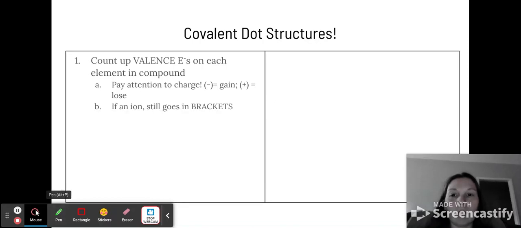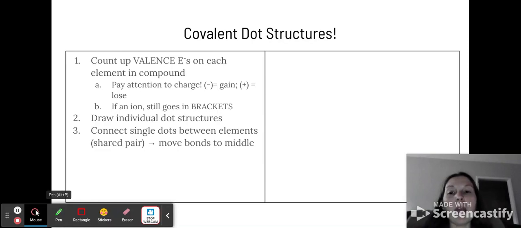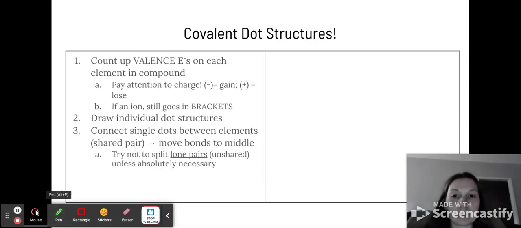If it's in an ion, it does still go in brackets, just like we learned with ionic compounds. And you'll draw the individual dot structures first for each element. You connect single dots between elements to make a shared pair, and then you move those bonds to the middle. So I will always tell you when you're doing this, I'll say make buddies. And buddies means you partner up lone electrons to make a pair.